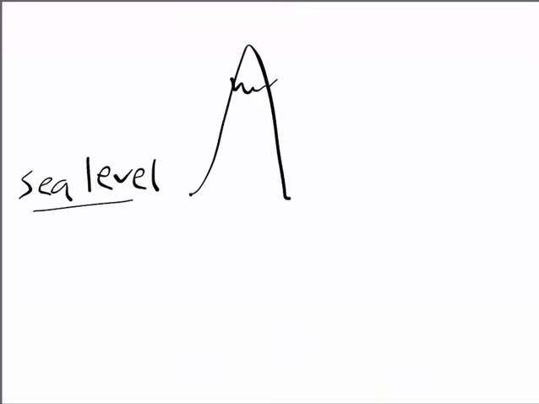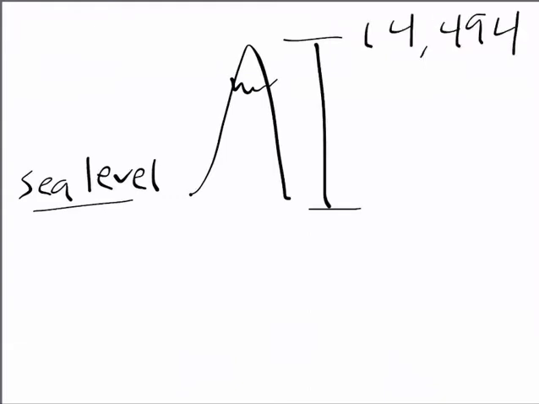So if we have sea level here, and here we have Mount Whitney, this was 14,494 feet. Let's just say here we have Death Valley, and then this is going to be 282 feet below.